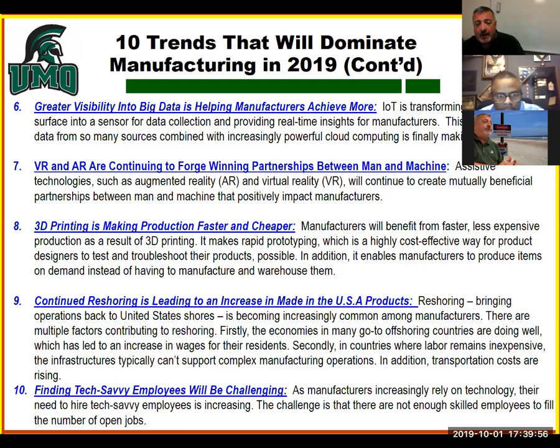3D printing. Okay, we'll see what that does. It's been very intriguing so far. The next 5 to 10 years are going to make it really interesting to see. And then this idea of reshoring, bringing operations back to the U.S.